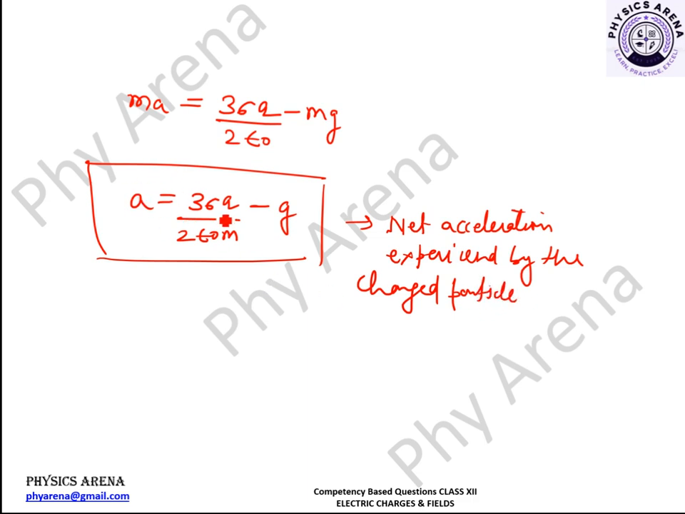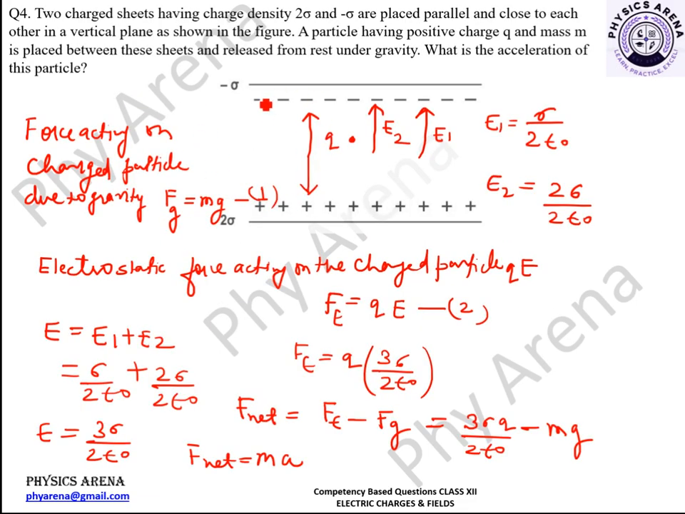So this is the final value, and it can be positive or negative depending on the magnitude of the force due to gravity and the force due to the electric field. If it is negative, then it means the charged particle is moving towards the negatively charged sheet because the acceleration is negative. And if it is positive, then we can say that it is moving downwards due to the force of gravitation. And that's the answer for this question.